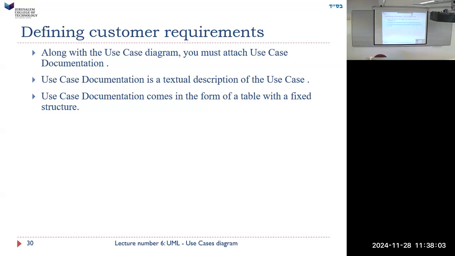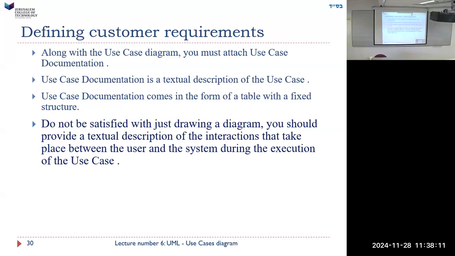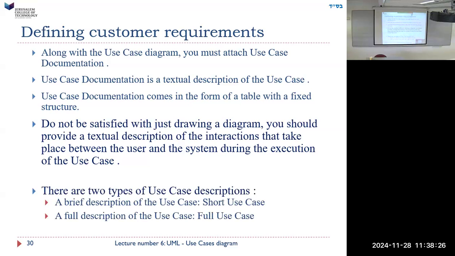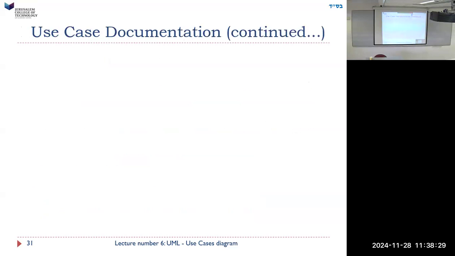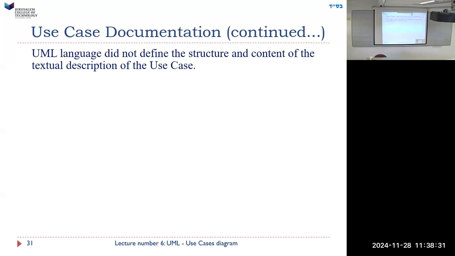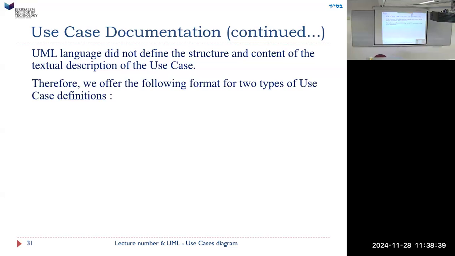Defining customer requirements. Along with the use case diagram, you must attach documentation, a textual description. It has a certain structure in a table. Don't just draw the diagram. You have to have a textual description of the interaction that takes place between the user and the system. There are 2 types of descriptions: a short one and a long one. But actually, UML did not define how to do these descriptions. But we, in our class, will define it.